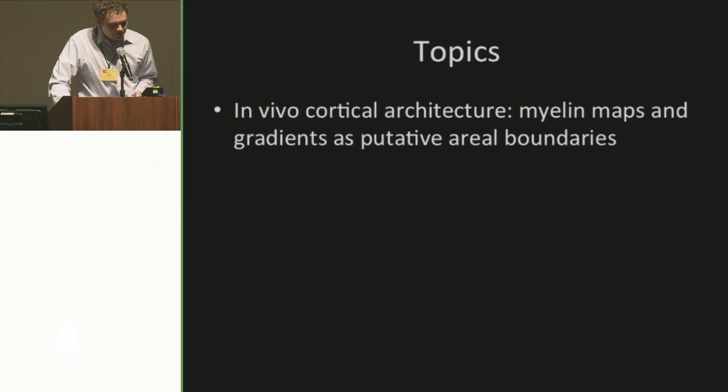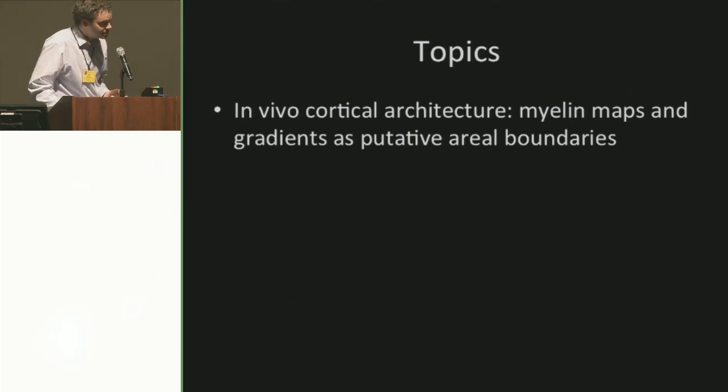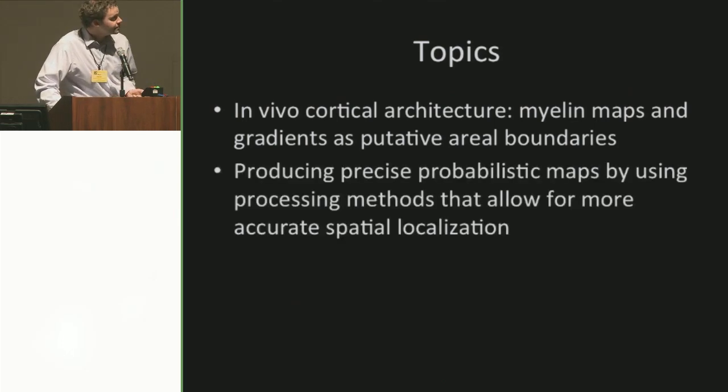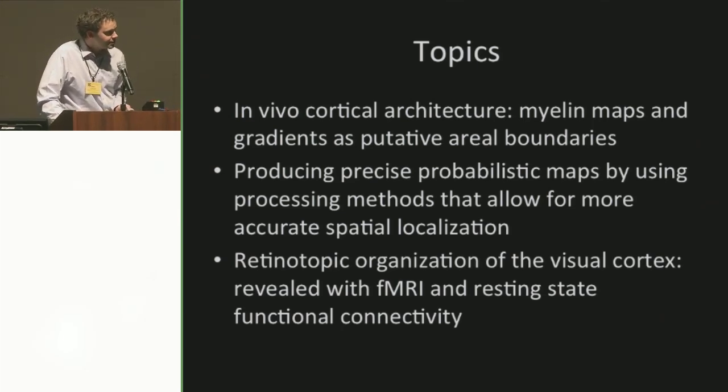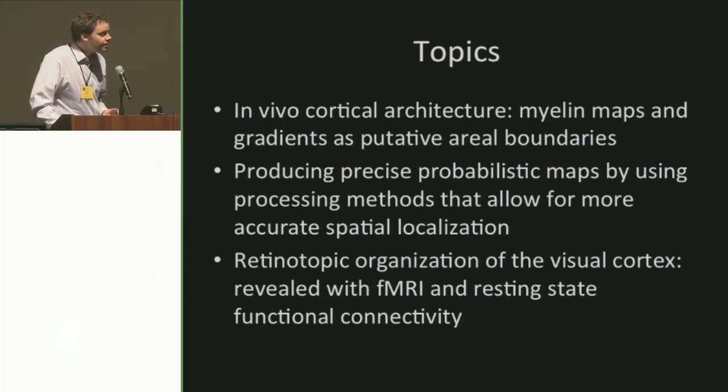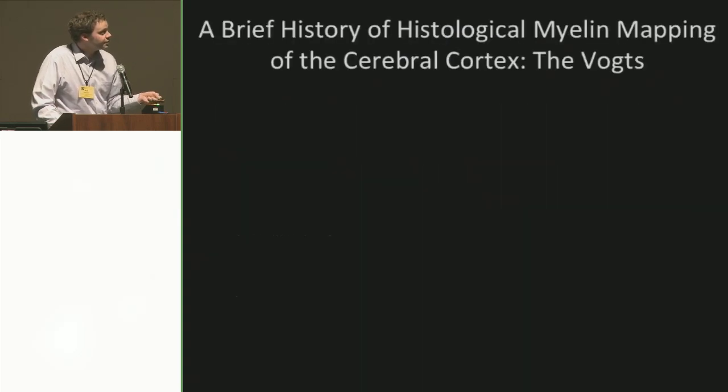So first, in vivo cortical architecture, myelin maps and gradients as areal boundaries; producing precise probabilistic maps by using processing methods that allow for more accurate spatial localization; and then finally, retinotopic organization of the visual cortex revealed with fMRI and resting state functional connectivity. So first, in vivo architecture.